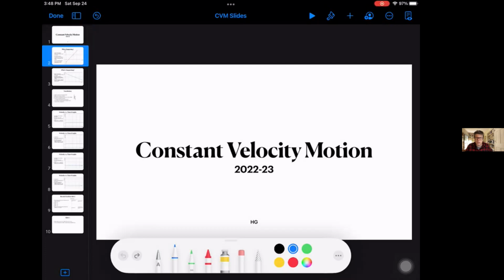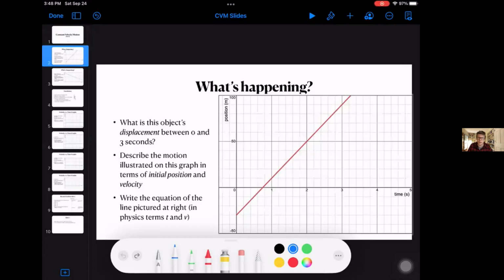So first of all, my question to you is take a look at this slide and what's happening? A series of guided questions. Let's start with this object's displacement between 0 and 3 seconds. Take a moment, look at the graph, answer it to yourself.